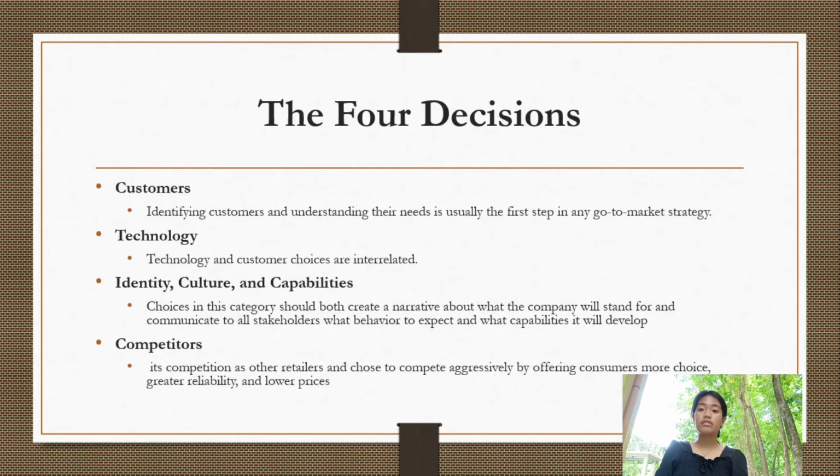Technology and customer choices are interrelated. So, I think ito yung kung paano ka makakabenta using technology, for example, online selling. Next is identity, culture, and capabilities. Choices in this category should both create a narrative about what the company will stand for and communicate to all stakeholders what behavior to expect and what capability it will develop.